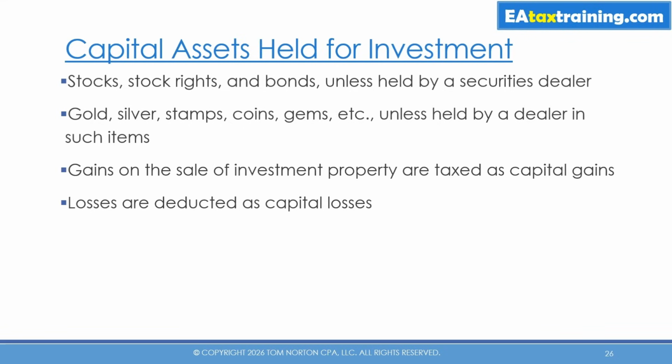So first, capital assets held for investment. This is things like stocks, stock rights, bonds, etc., unless they are held by a securities dealer. Because again, the dealer is in the business of selling those, so it is not a capital asset for them. Also, collectibles such as gold, silver, stamps, coins, etc., again, unless they are held by a dealer.